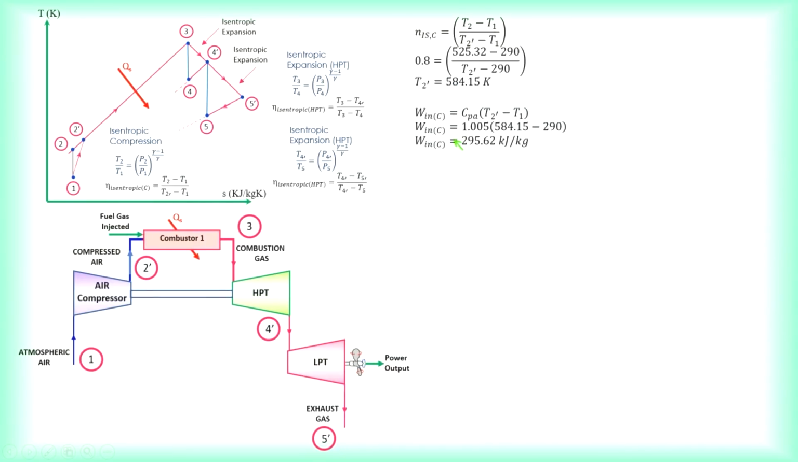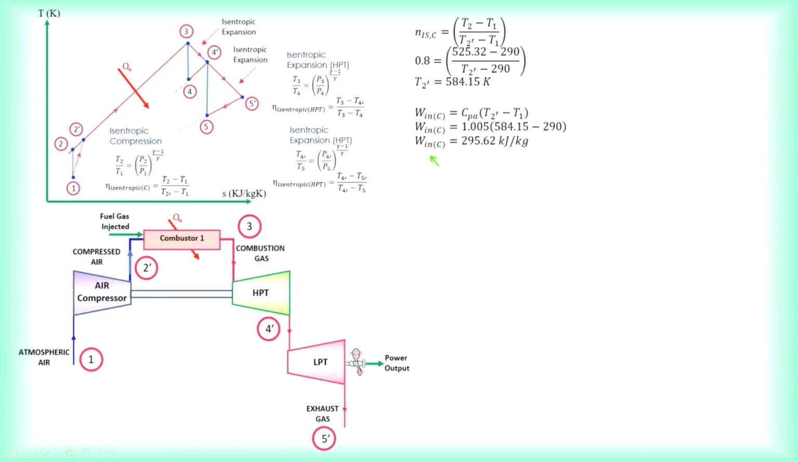So this work in here is based on the compressor. You have CPA times (T2 prime minus T1). CPA, remember, for air is 1.005. So you get your work in for the compressor as 295.62.